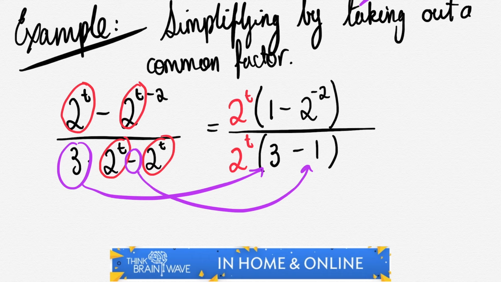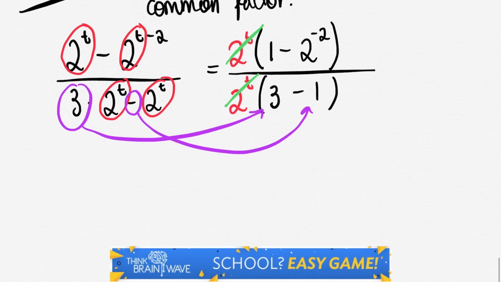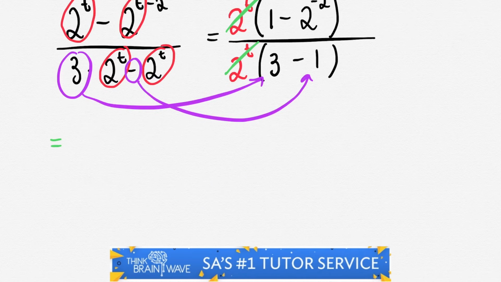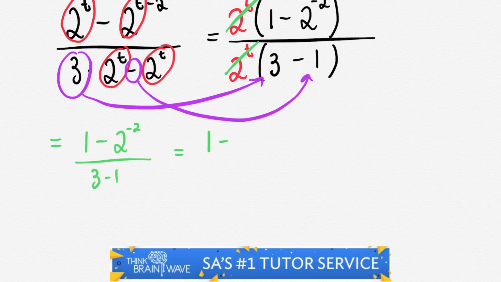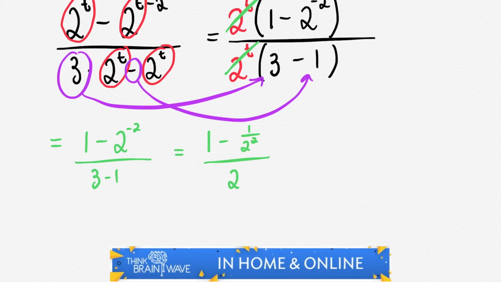That's just an explanation of where we got the 3 and the minus 1 from. Now let's cancel the terms, 2 to the power of t. This leaves us with 1 minus 2 to the power of minus 2 over the answer, 3 minus 1. We then work this further and we say 1 minus 1 over 2 squared, over 2, because 3 minus 1 is 2.